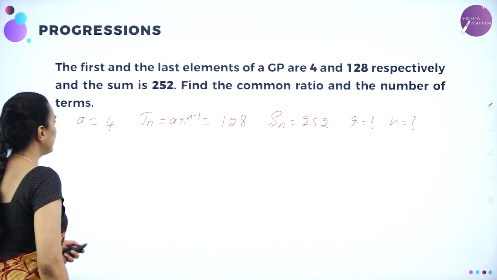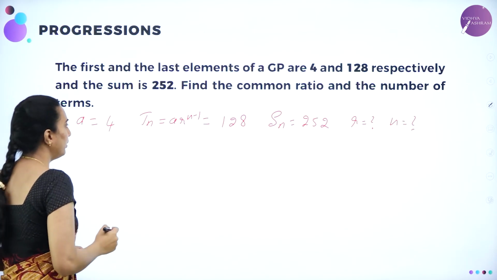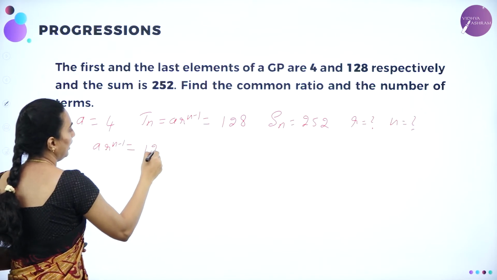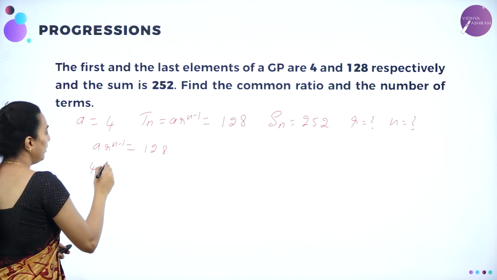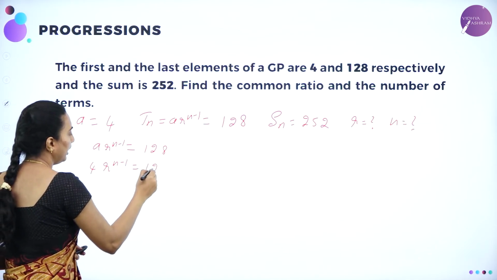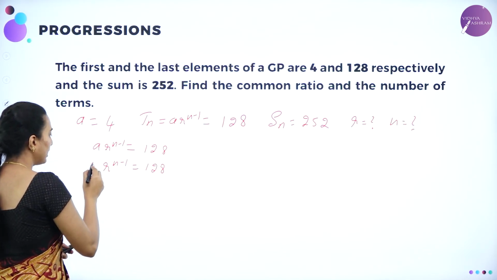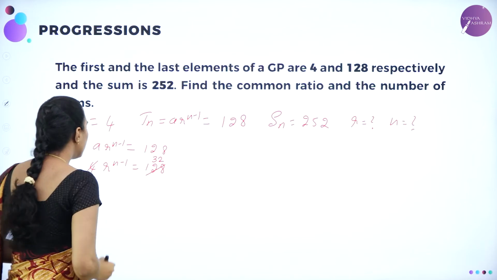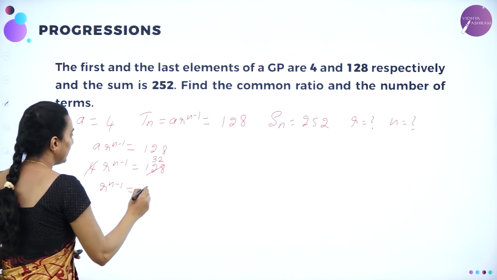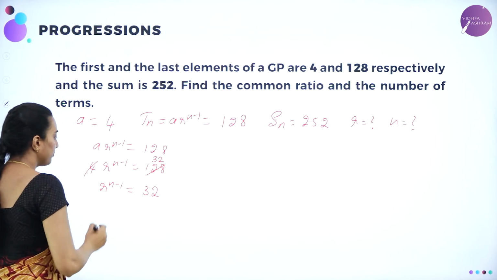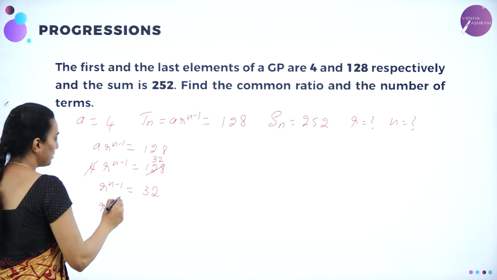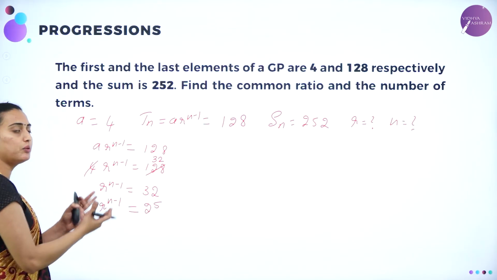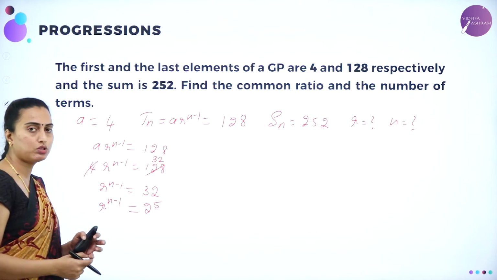Now finding r here, you can substitute this a here. So what will we get? We know that ar to the power of n minus 1 is given as 128. Otherwise a is 4, so 4 into r to the power of n minus 1 is 128. 4 ones are 4, 4 threes are 12, 4 twos are 8. So r to the power of n minus 1 you can write as 32. Otherwise r to the power of n minus 1 you can write as 2 to the power of 5.